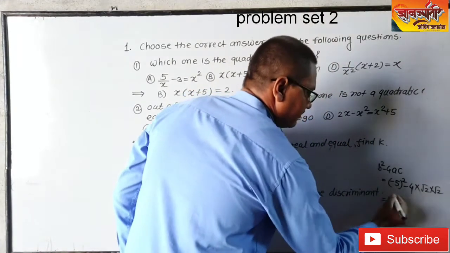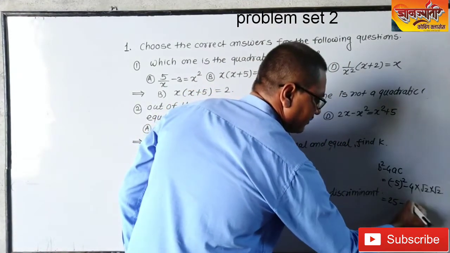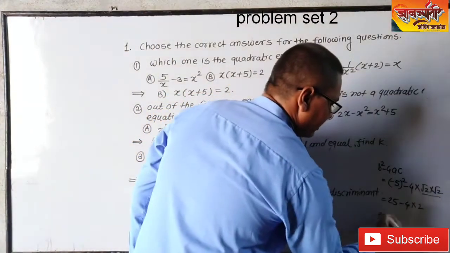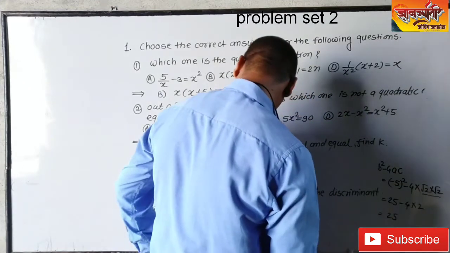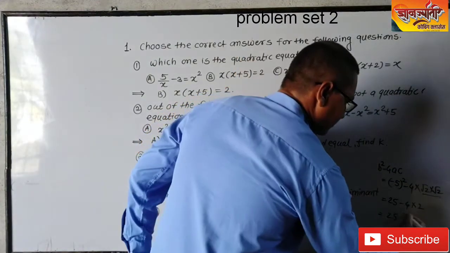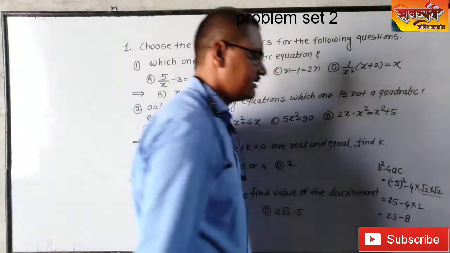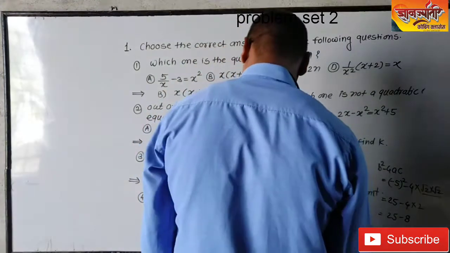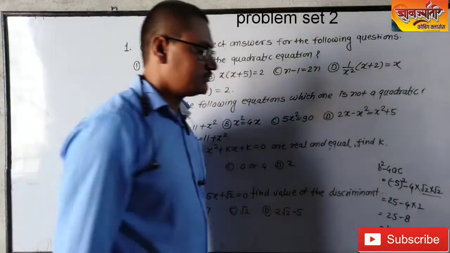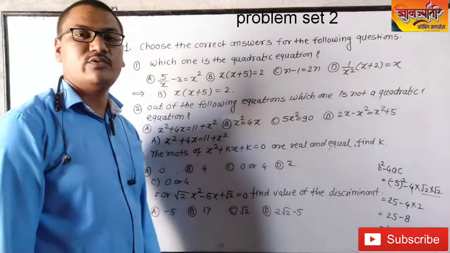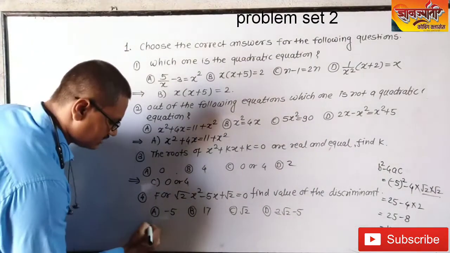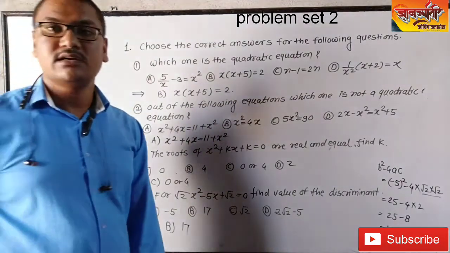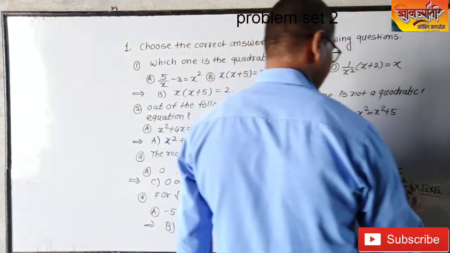Then calculate it. 5 square is 25, minus 4 times root 2 times root 2, which is 2. Then we get 25 minus 4 into 2, which is 8. Take the difference, 25 minus 8, and we get 17. So the correct option is B, which is 17. This is the required solution of the given problem.